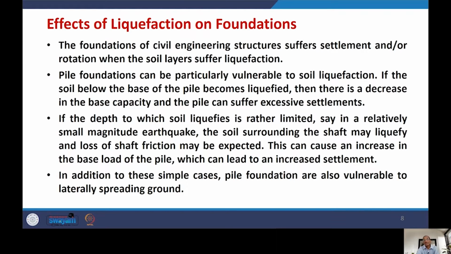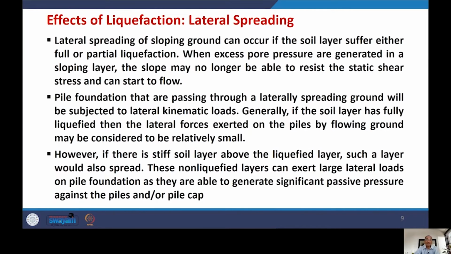So first of all, there is an increase in settlement and a decrease in bearing capacity, but there is another term given here: lateral spreading. In the last line, you see one thing, lateral spreading. Lateral spreading is also a phenomenon related to liquefaction only. And this lateral spreading mostly occurs in sloping ground. In level ground, you may have liquefaction, but when liquefaction occurs in sloping ground, it could be related to lateral spreading. As mentioned in the slide, lateral spreading of sloping ground can occur if the soil layers suffer either full or partial liquefaction.